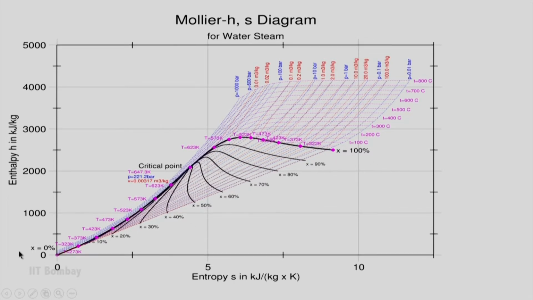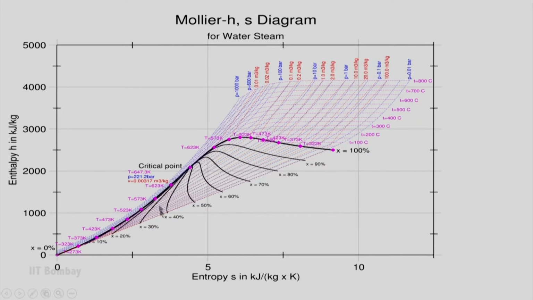So, I can show you 2 lines: x is equal to 0%, which is this line, and x is equal to 100%, which is the saturated vapor line. Both these lines, x is equal to 0 and x is equal to 100%, meet at the critical point, alright. So, I have all the information available on the saturated liquid line and saturated vapor line.